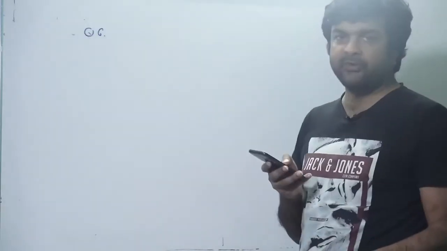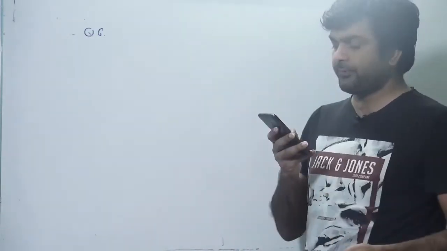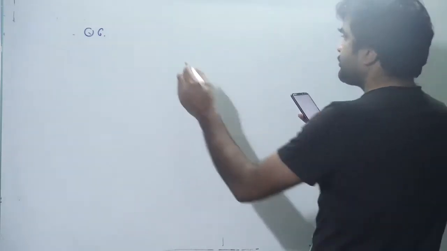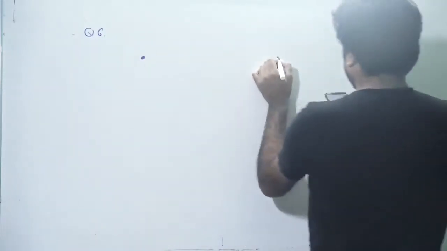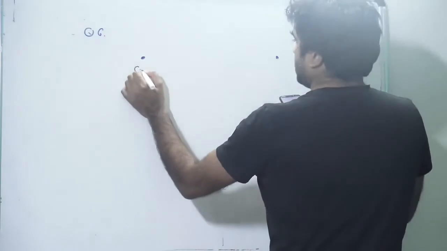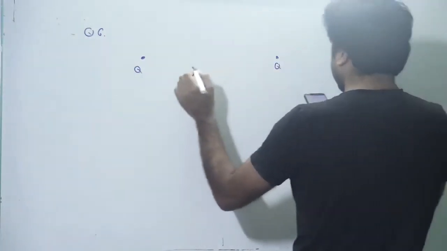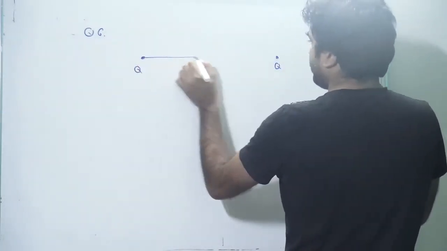Question 6 is also very similar to the two previous questions. A and B are carrying charge Q. Both of them have charge Q and the separation between them is D.